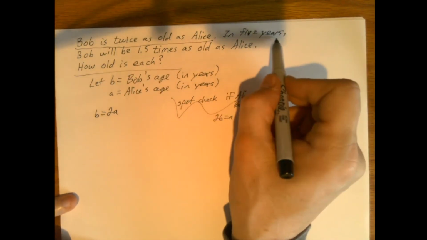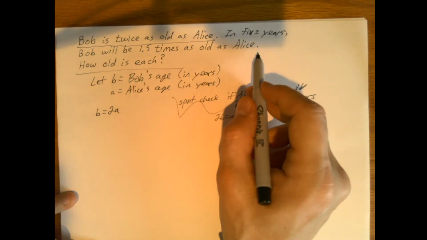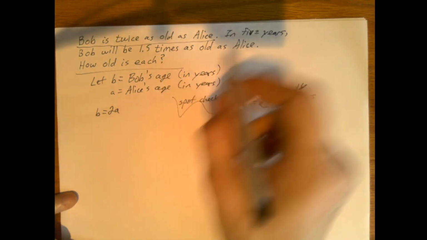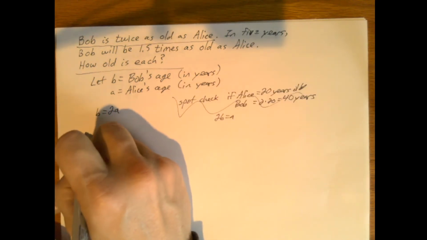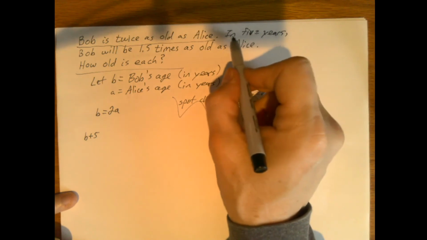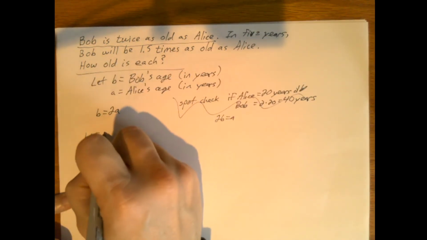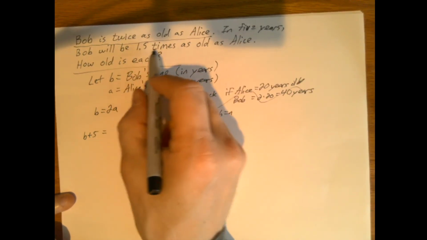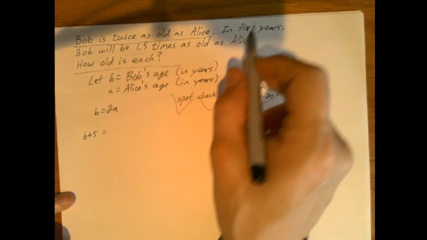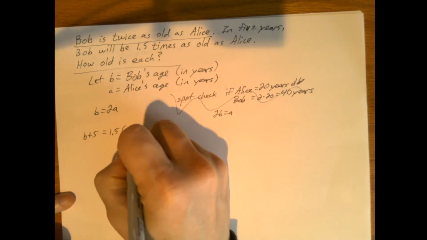In 5 years, Bob will be 1.5 times as old as Alice. So B was a number of years. Now we're talking about B plus 5. And it says in 5 years, Bob will be, so we're having equality here, 1.5 times as old as Alice. That's 1.5 times as old as Alice in 5 years. So 1.5 times A plus 5 years.